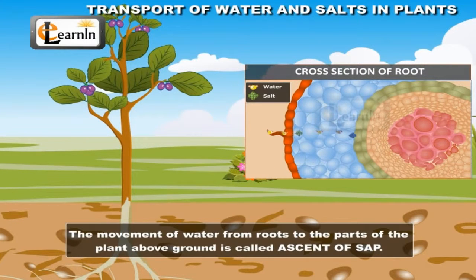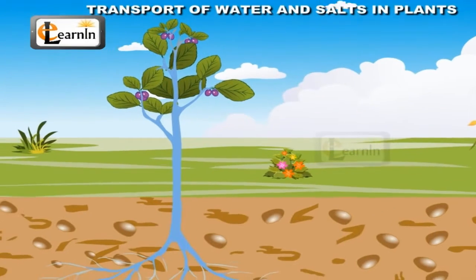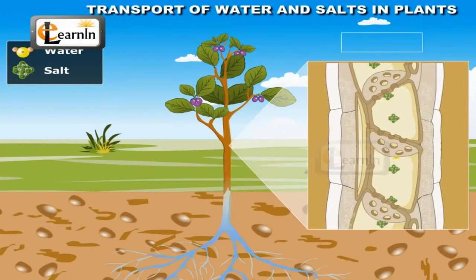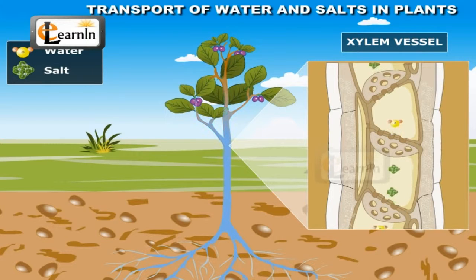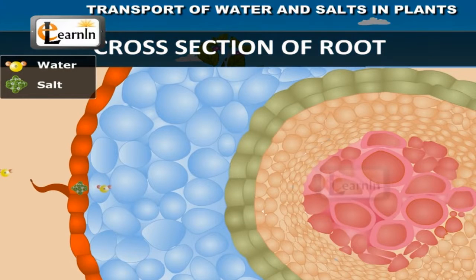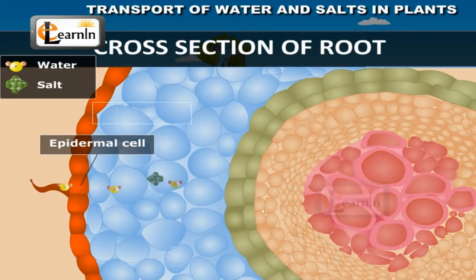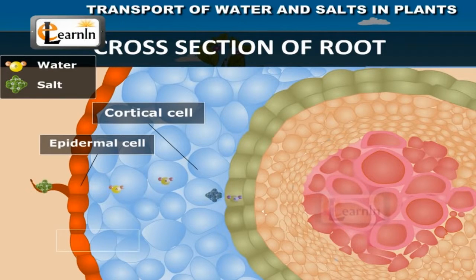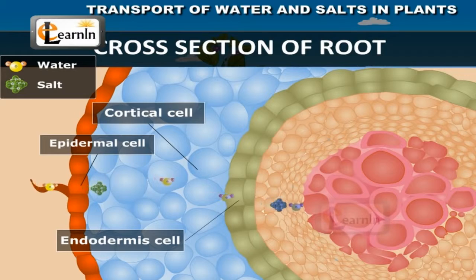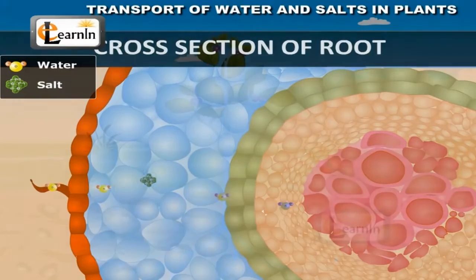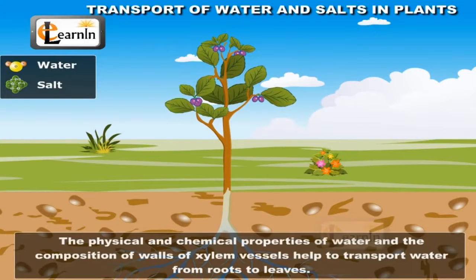The movement of water from the roots to the parts of the plant above ground is called ascent of the sap. The vessel responsible for the uptake is the xylem vessel. After it has been absorbed, it goes directly to the xylem vessel. First they move from the root hair to the epidermal cell, then to the cortical cells, then to the endodermis cell, and finally to the xylem vessel, which is responsible for the uptake.